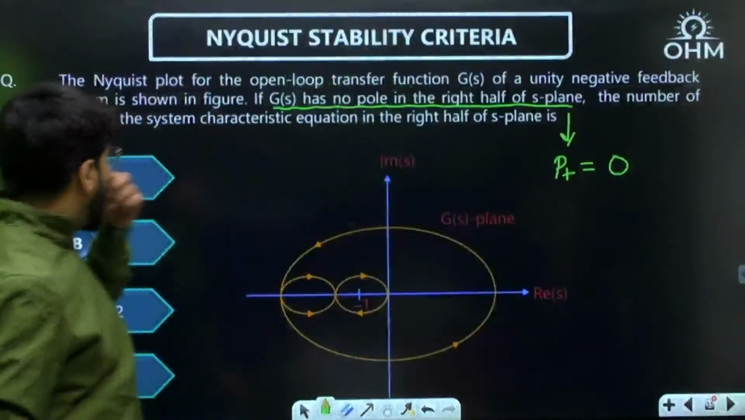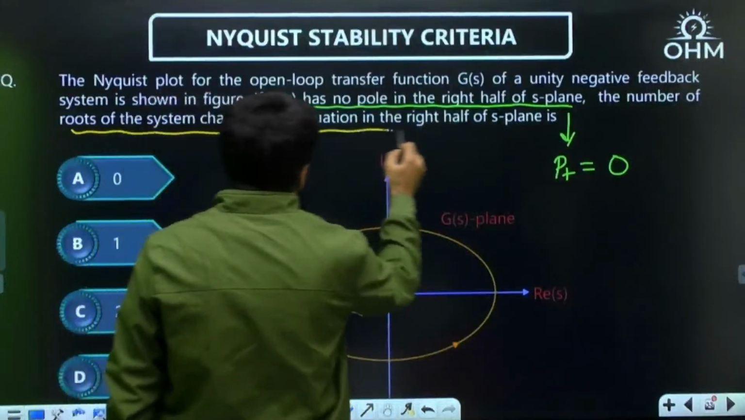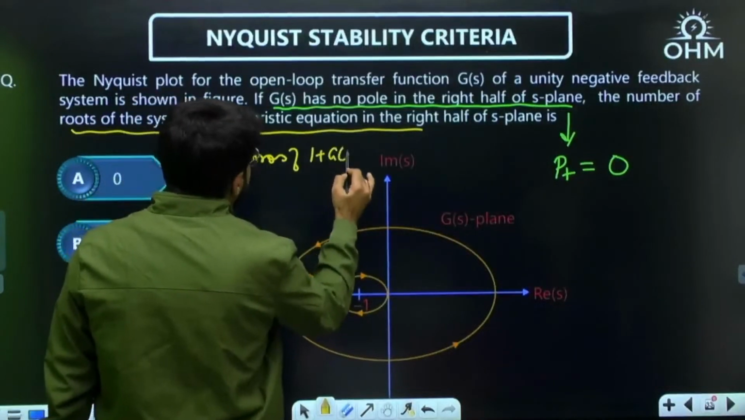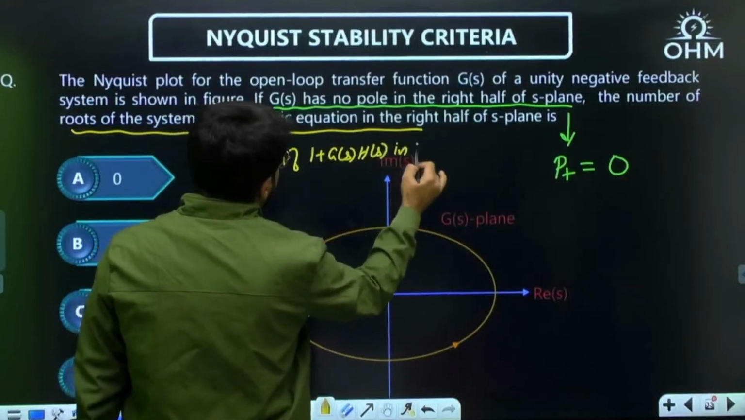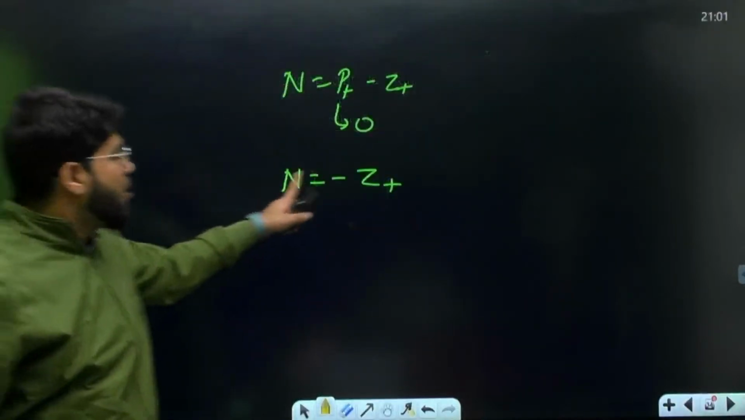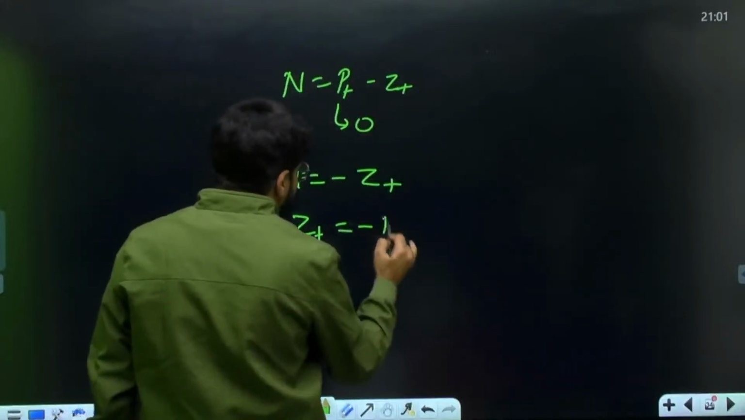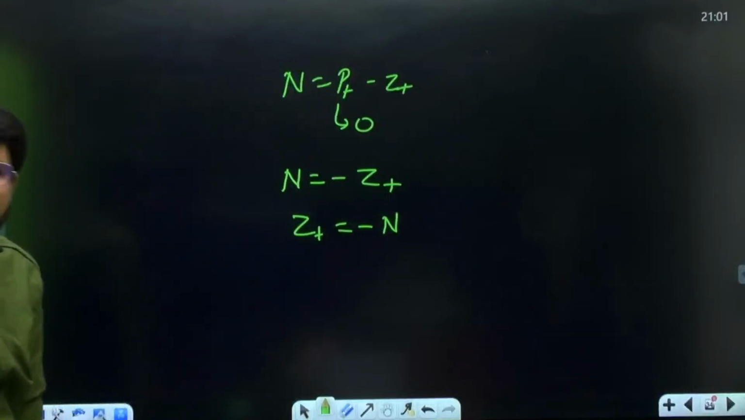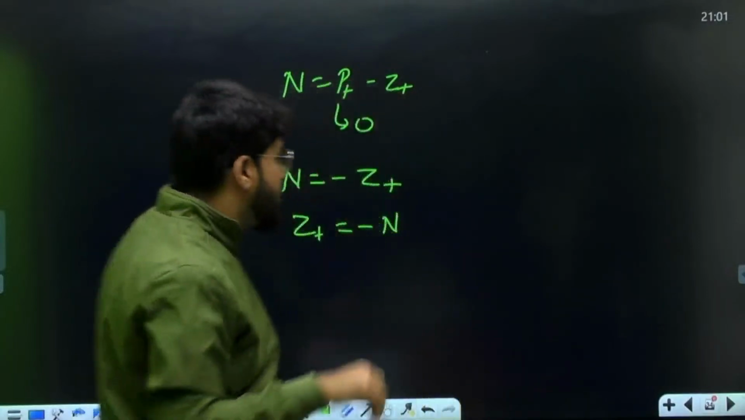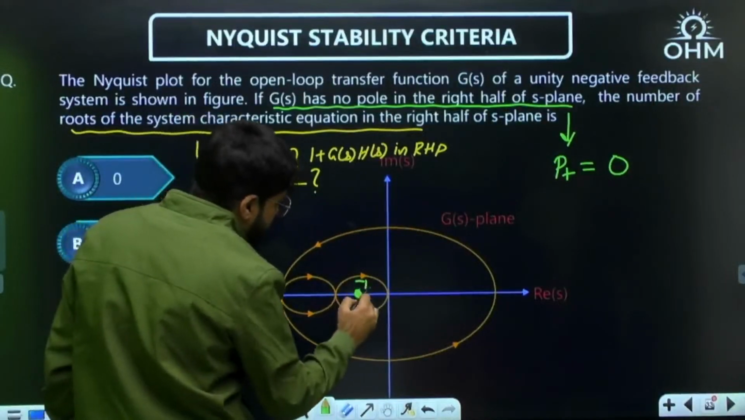Now, what is the question asking? The roots of the characteristic equation in RHP, which means zeros of 1 plus G(s)H(s) in RHP, which means Z plus. The question is talking about Z plus. N equal to minus Z plus, or Z plus equal to minus N. So if you want Z plus, you can calculate N. What is N? The number of encirclements of the modified origin. I explained why we modify the origin. The modified origin is minus 1 comma 0.